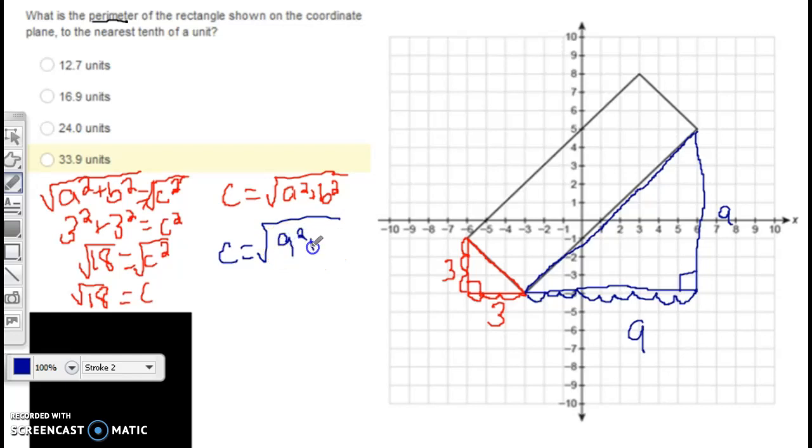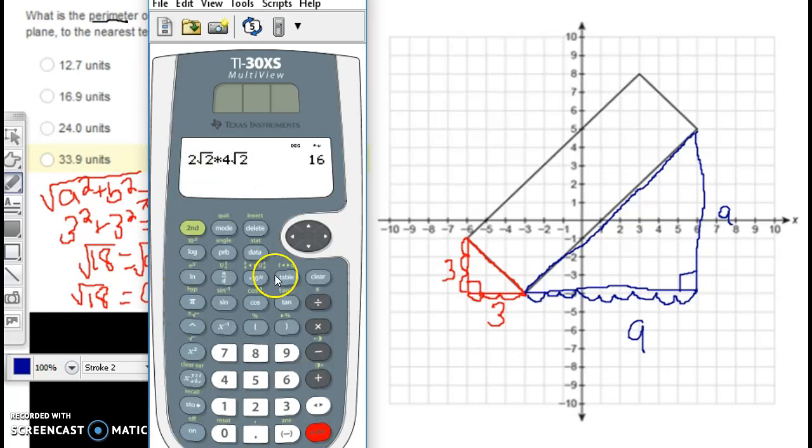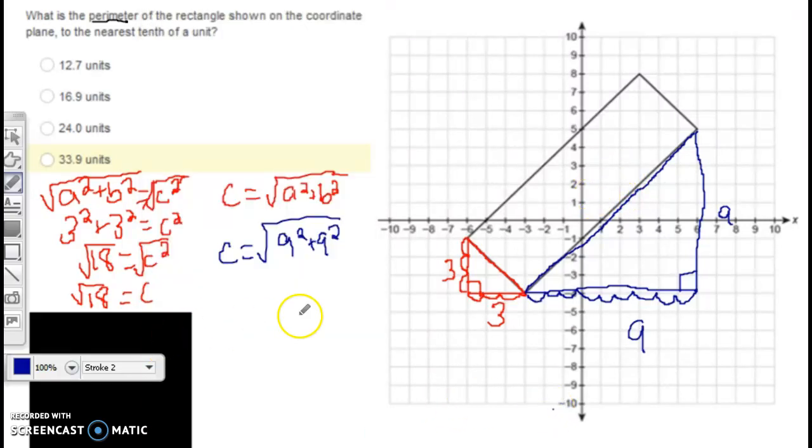All right, so for that one, I'm just going to plug it into the shortcut formula. So 9 squared plus 9 squared. And then I'm going to pull up my calculator, and I'm going to type it in exactly like that. The square root of 9 squared plus 9 squared. And that one is 9 square roots of 2. And I'm not rounding it yet. I'm going to leave it exactly like that.